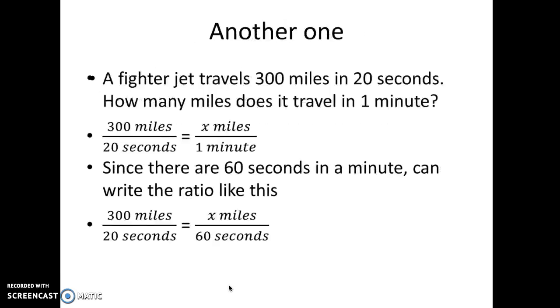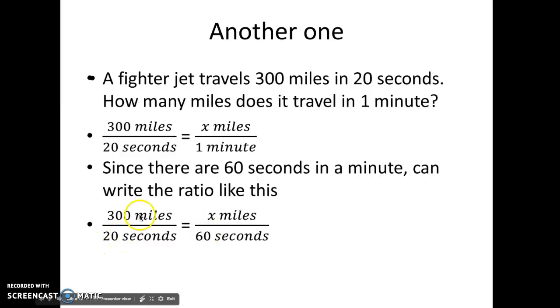So this is our last one. Okay. So it says a fighter jet travels 300 miles in 20 seconds. How many miles does it travel in 1 minute? So I set up my ratio here of miles to seconds, and I want to figure out how far I travel in 1 minute. So this is going to be a little bit different here because since there are 60 seconds in a minute, I can set up my ratio like this. Or I could think about how do I write 20 seconds in minutes. So since there's 60 seconds in a minute, 20 over 60 is going to be 1/3.